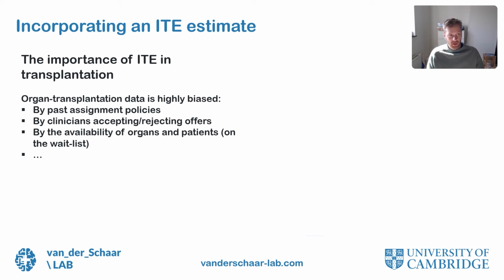So how should we go about incorporating the ITE estimate into organ allocation? Well, first of all, ITE in organ allocation is very important because the data is super biased by multiple sources. Some sources are the past assignment policies, which we've discussed previously, but also the clinicians themselves by accepting or rejecting offers of the assignment policies, and by the availability of organs and patients. So the patients are constantly changing because the wait list is, and the organs are unique, so we only see an organ once.